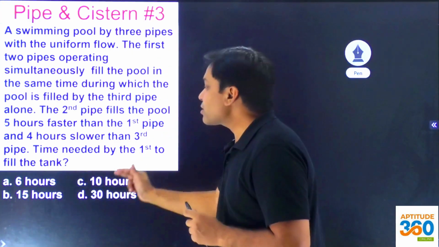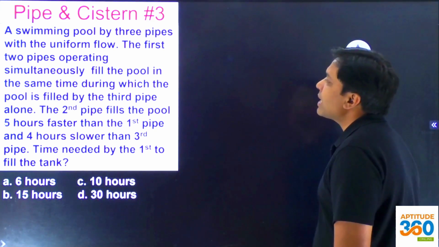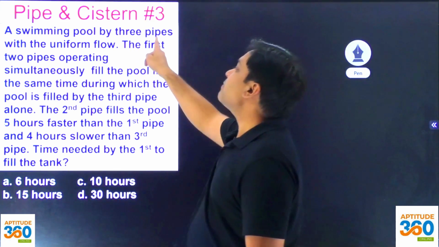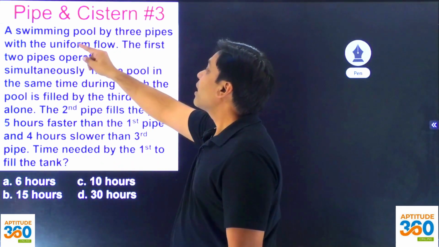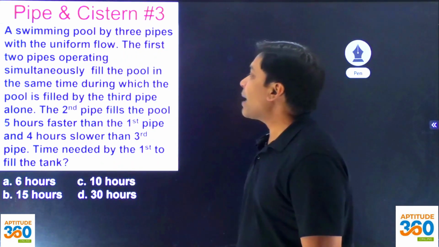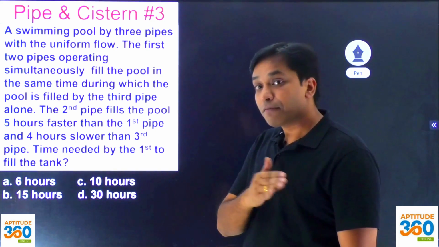My first question is this. This one says that a swimming pool is being filled by 3 pipes. "Is being filled by" is not written here. It is missing. So typo mistake. By 3 pipes with the uniform flow. So their flow is uniform.